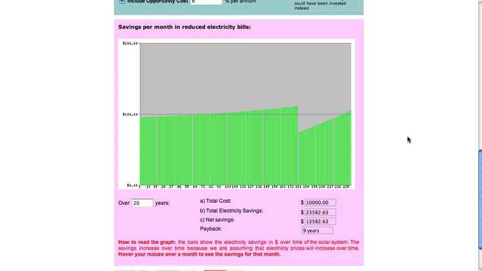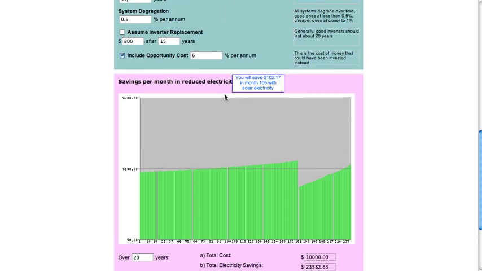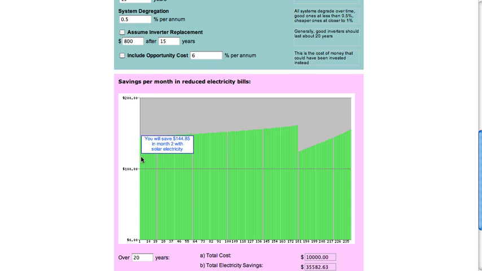So what else can we do? Let's see what the effect is of the opportunity cost, because most calculators don't include opportunity cost. So if we untick that checkbox, you'll see the cash flow has gone up by about $50 a month. So I think it's important to include opportunity costs because it makes quite a big difference to the cash flow. So let's put that back in.